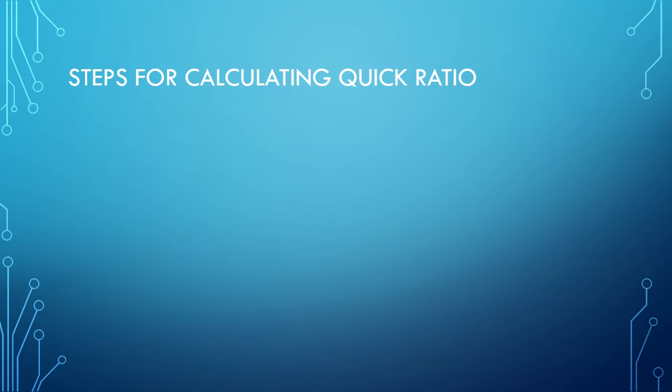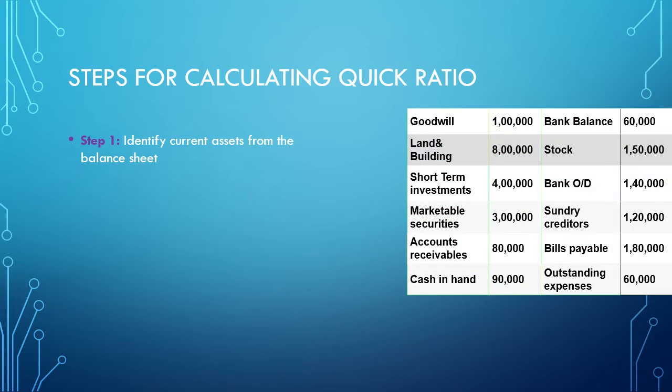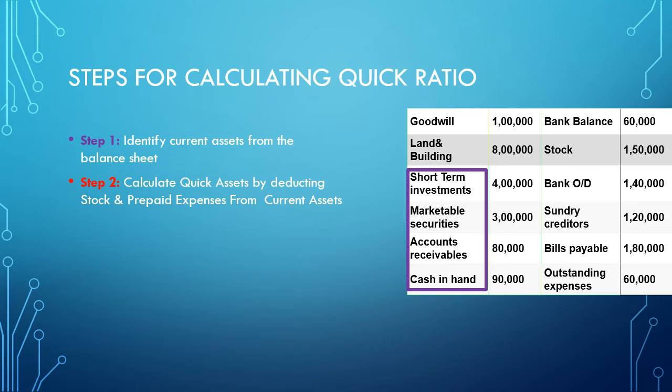Then how to calculate the quick ratio? Identify the current assets from the balance sheet. These are showing part of a balance sheet. Then calculate quick assets by deducting stock and prepaid expense from the current assets. So quick assets equal total current assets of the company minus stock and prepaid expense. In this picture, we excluded stock, rupees 1,50,000. So current assets excluding stock and prepaid expense are termed quick assets.